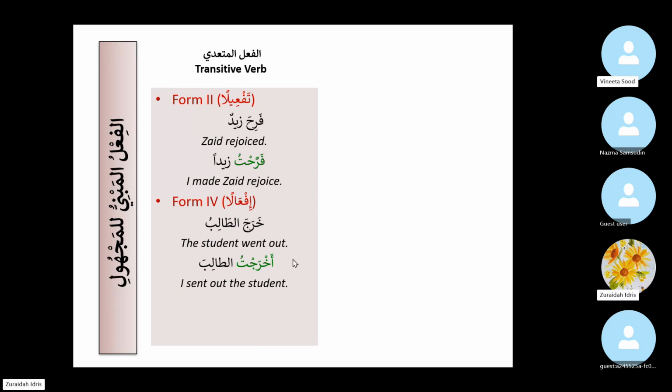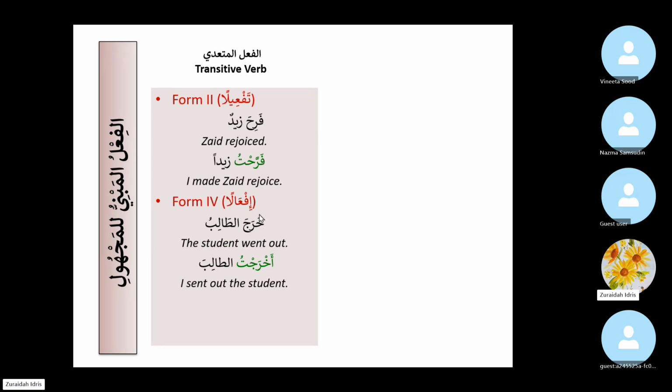Sister, the first example, farihaa Zaidun, this is from family 1, right? Yes, so this is not transitive, this is intransitive. And when we took it from family 2, the allama family, then it becomes transitive. Yes, it became transitive. Okay, all right.